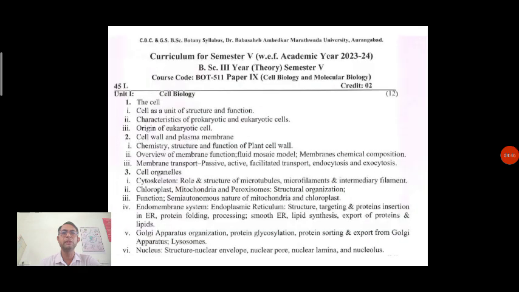So now moving to the syllabus for this particular subject, cell biology and molecular biology, known as 511. It has different units, that is unit number 1, unit number 2 and unit number 3. Unit number 1 is based on cell biology, which comprises the cell, then cell wall and plasma membrane, and the cell organelles. So this total unit number 1 is categorized into 3 parts.